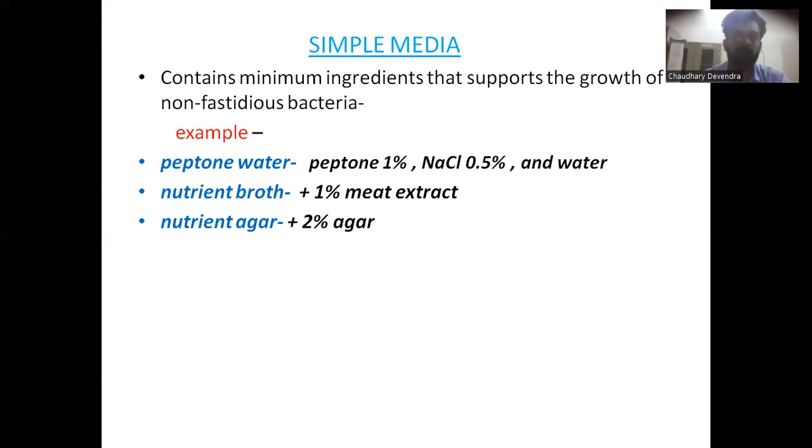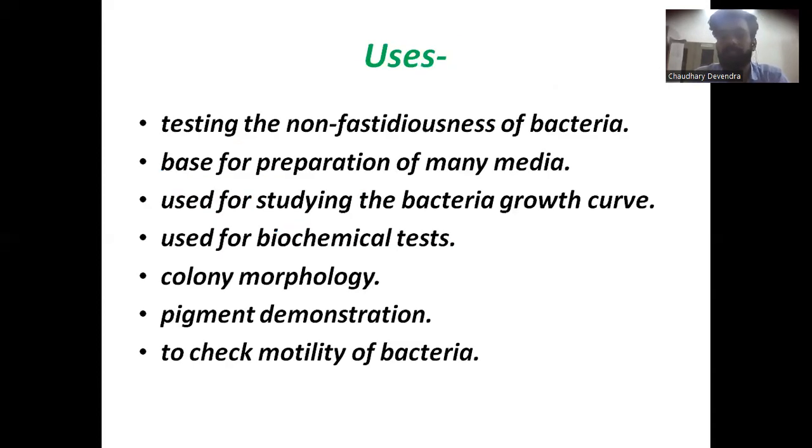Uses: testing the non-fastidiousness of bacteria. So we use these media to check for fastidious or non-fastidious bacteria, because only non-fastidious bacteria can grow on these types of medium, like nutrient agar and peptone water. Non-fastidious bacteria grow, but there is no growth in the case of fastidious bacteria. If there is a fastidious bacteria in the clinical sample, there is no growth.